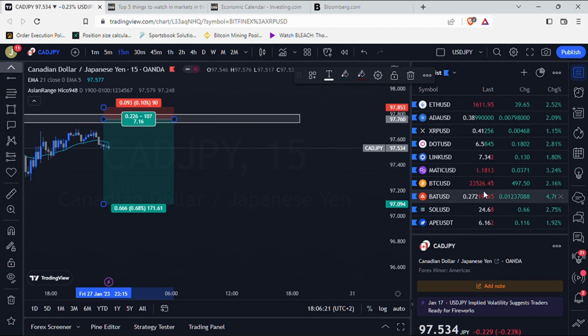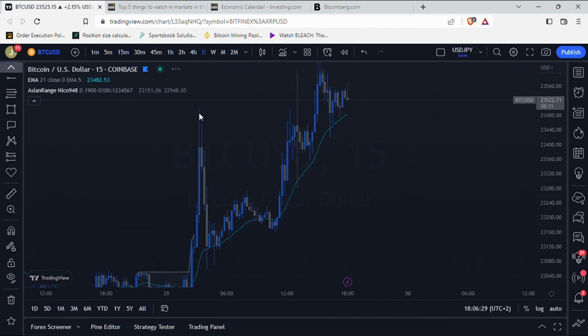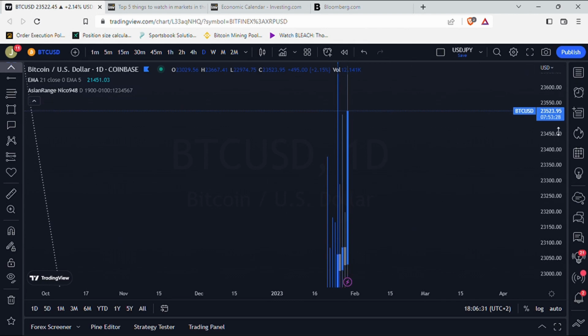Remember, you need to tweak, you need to accommodate for your broker. Don't copy my numbers exactly. Just look at the setup. Remember to do the cross reference with your broker, right? So that's CADJPY. Then we have finally BTC.